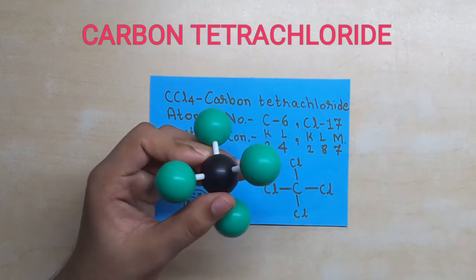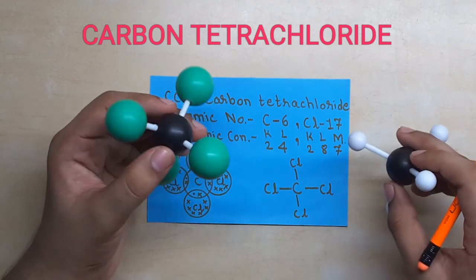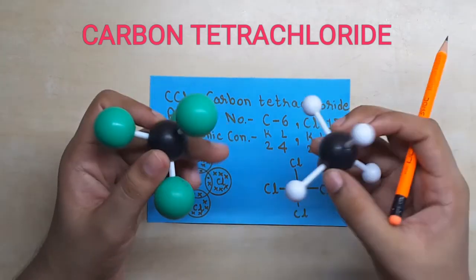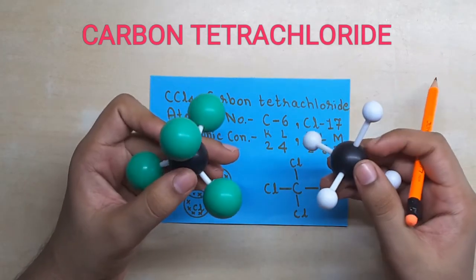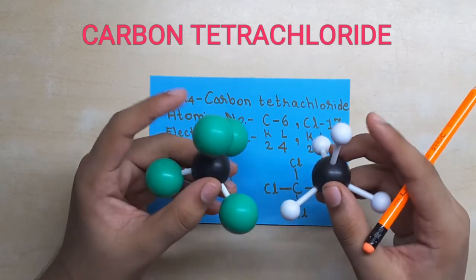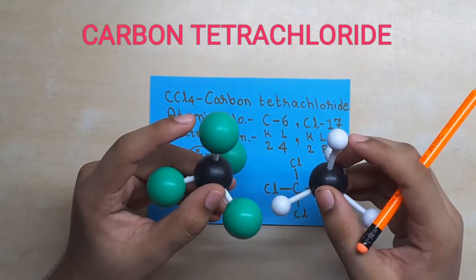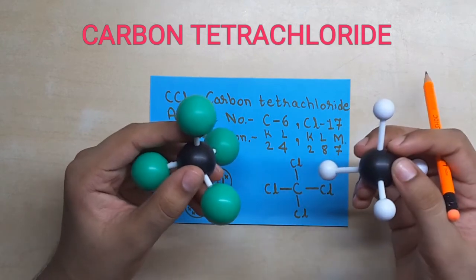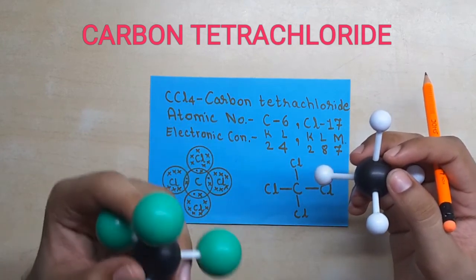So CCl4 or carbon tetrachloride and methane are similar in structure. The only difference is the size of this atom. Hydrogen is a smaller atom and chlorine is the larger atom.